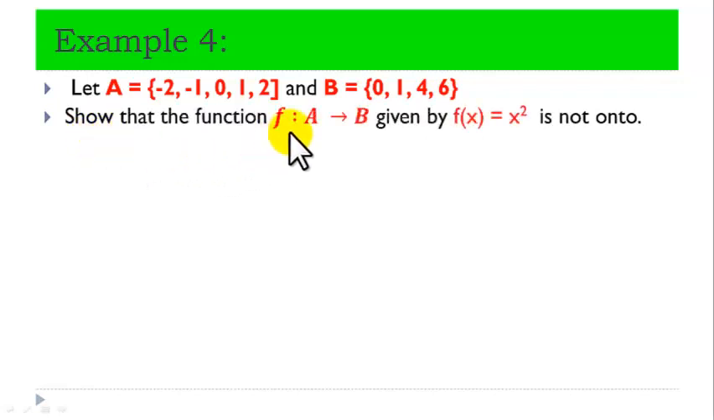Show that the function f from A to B given by f of x equals x squared is not an onto function. Solution.